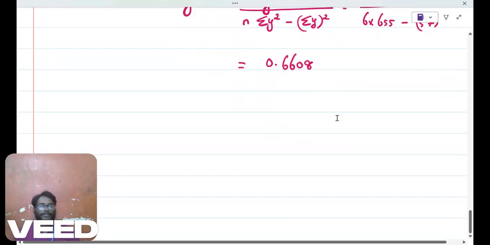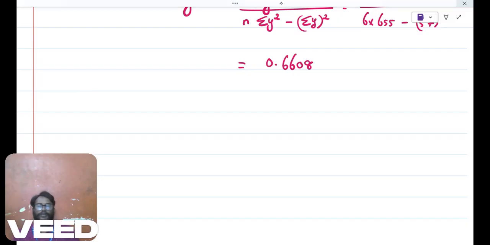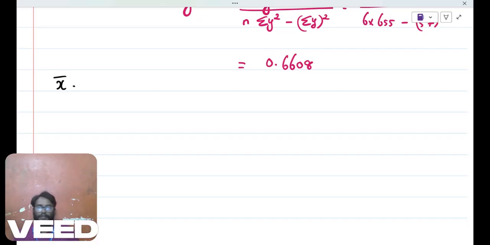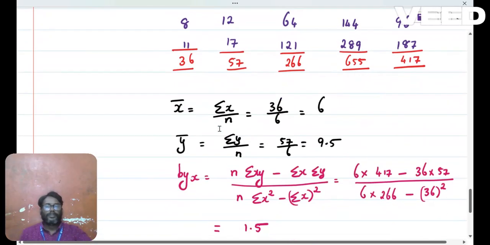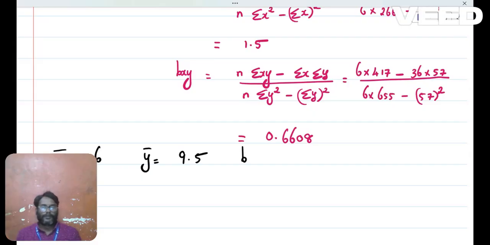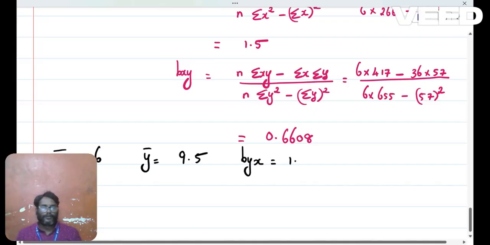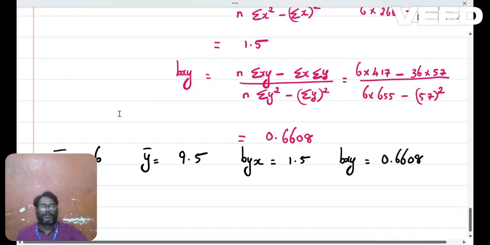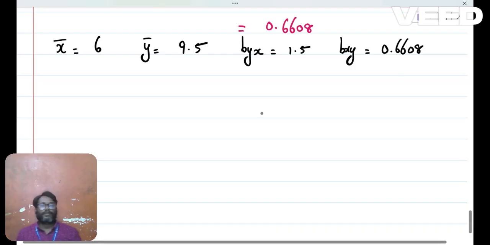I'll write down all the values. x bar is 6, y bar is equal to 9.5, b of yx is equal to 1.5, and b of xy is equal to 0.6608. Okay, so I'll write the regression lines one by one.